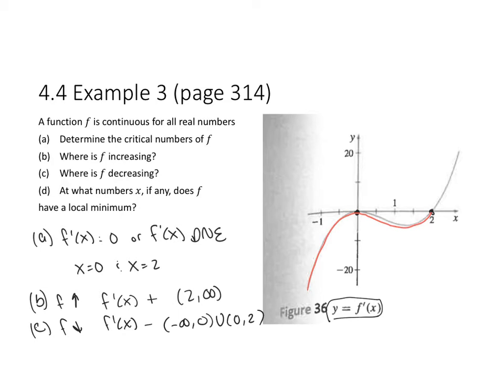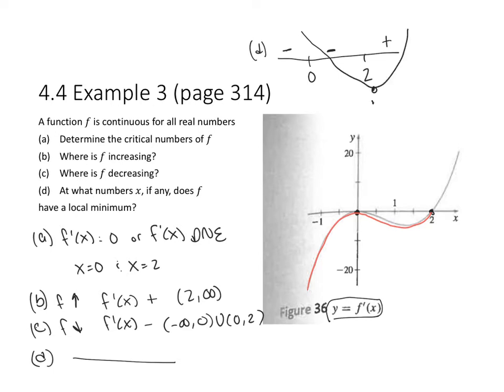And then, at what point does x, if any, have a local min or a local max? So let's see what's happening here. I'm going to make a little number line, and hopefully that will help. I'm actually going to make it up here for part D. So here's 0, and here's 2. Less than 0, we're still negative. Between 0 and 2, we're negative. And greater than 2, we're positive. So it looks like my function decreases, and then turns around and increases. So at x equals 2, I have a minimum. And at x equals 0, although it was a critical value, it is neither a minimum nor a maximum.